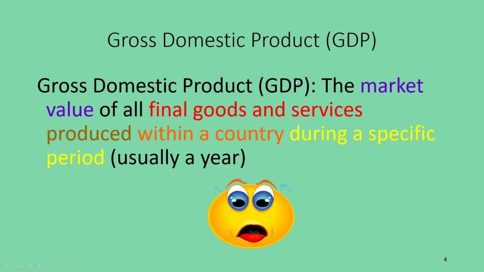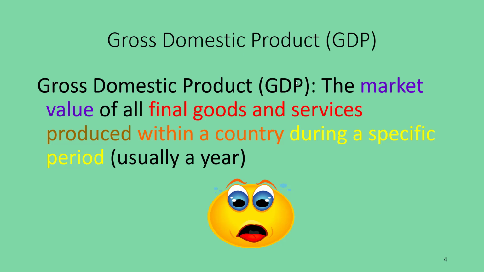So gross domestic product is the market value of all final goods and services produced within a country during a specific period. And we say during a specific period, it is often measured annually, so usually a year, although it is also often measured quarterly, so every 3 months. So again, I'm just going to repeat this definition. It is the market value of all final goods and services produced within a country during a specific period.